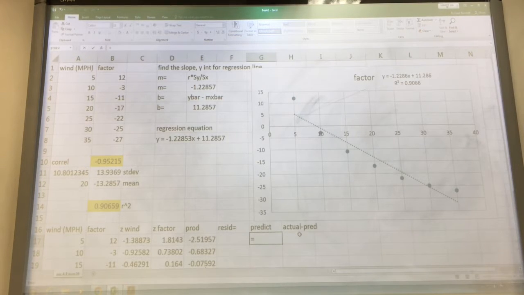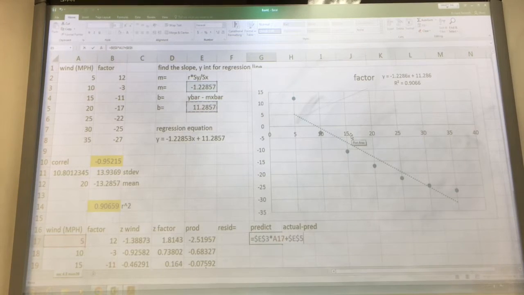You plug x into your equation. Gotta plug it into this equation that I just found here, okay? So I'm gonna take my slope, and I'm gonna F4 that because I always wanna use my slope, times my x. What's my x? It's 5 in this case. And I'm going to add my y-intercept. I'm gonna F4 that because I don't want that changing.